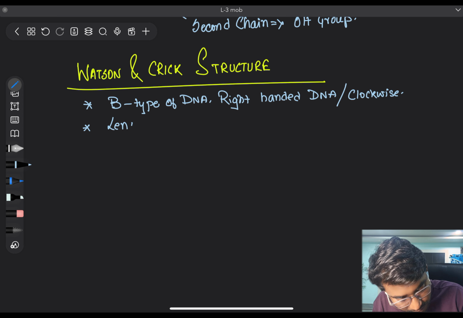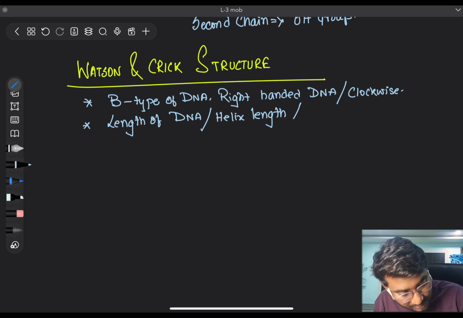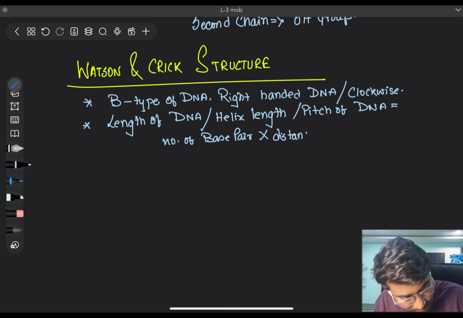Length of DNA, the helix length, the pitch of DNA, is equal to the number of base pairs into the distance between two base pairs.